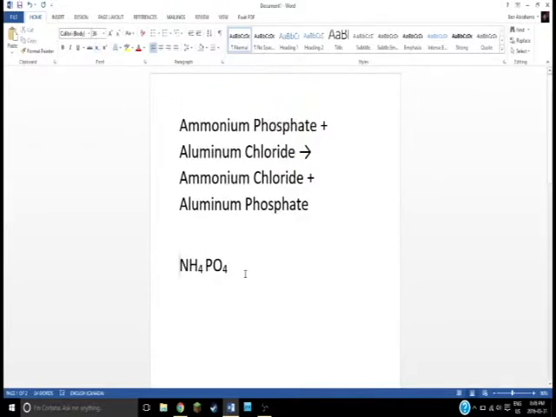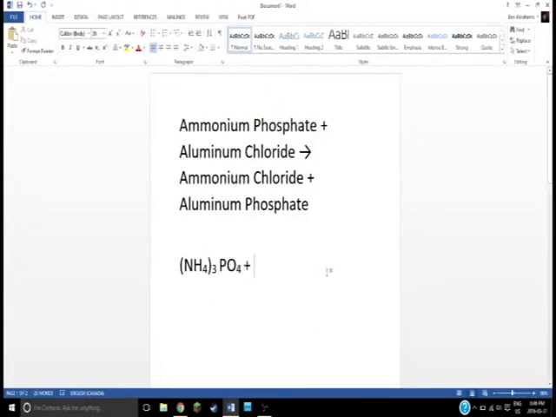Sadly, this doesn't work because we know that phosphate has a charge of -3 and ammonium has a charge of +1. So we need to put this ammonium in brackets and make 3 of them. Now it does work because there are 3 NH4, which has a charge of +3, and the PO4 has a charge of -3. So together they equal 0.